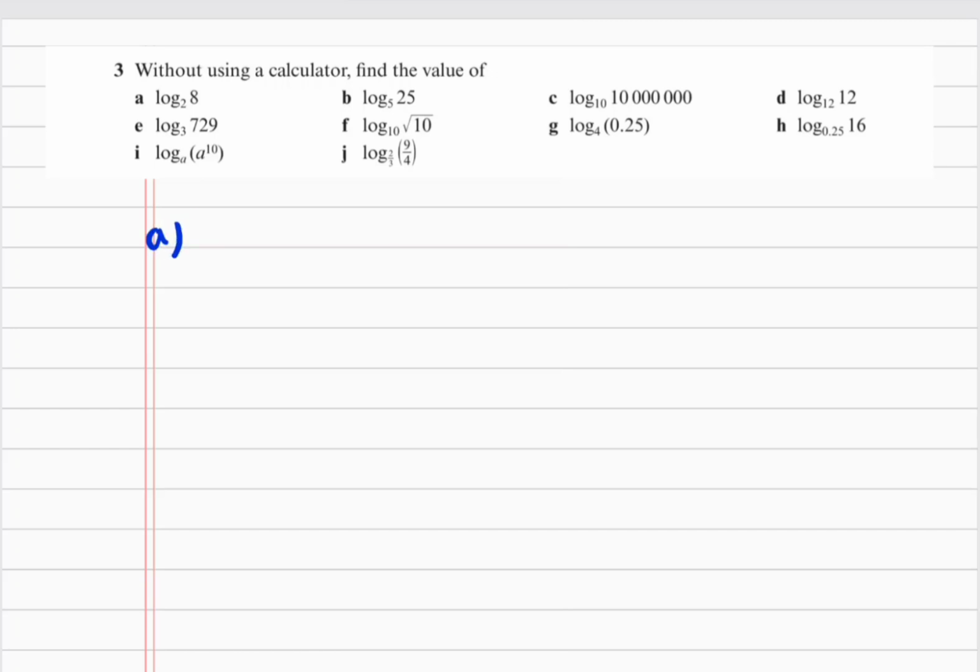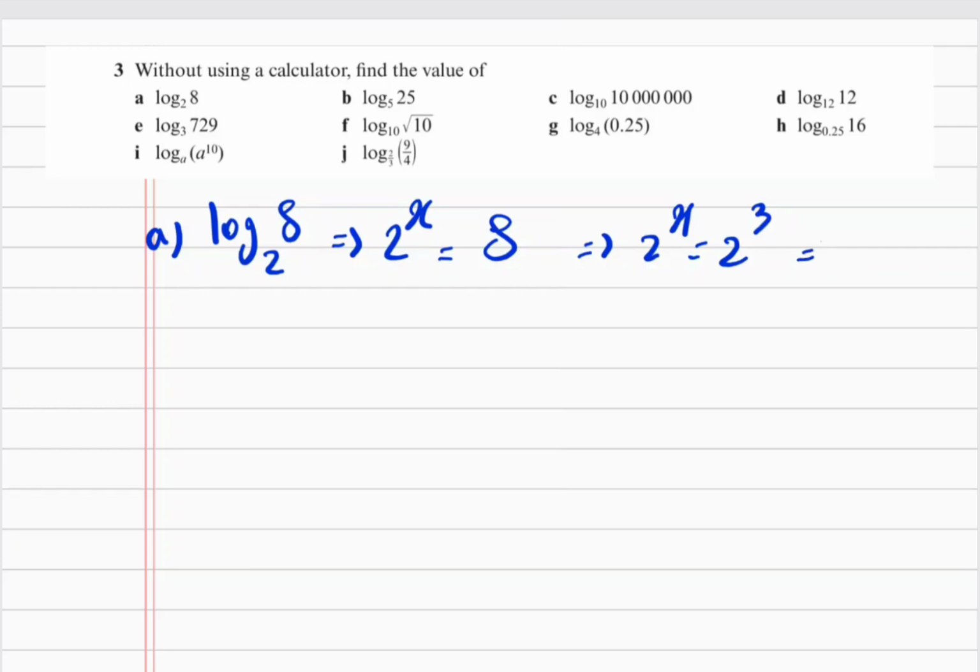So in part A, we have log 8 base 2, and essentially this can be rewritten as 2 to the power of x is equal to 8, because log is all about finding that power. We can always write the base raised to an unknown power is equal to the main number. And we know that 8 can be written as 2 cubed. So we have 2 to the power of x is equal to 2 cubed, therefore x is equal to 3. And that's the approach in questions like this.